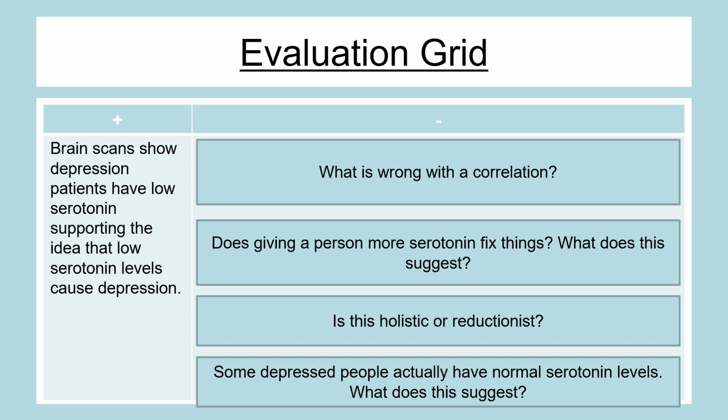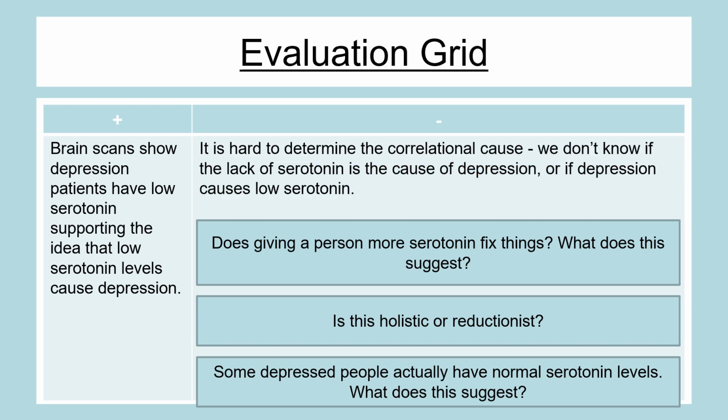However, most of these ideas are a correlation, and you should know that the key problem with correlations is that we can't really determine the correlation or cause. Does having a lack of serotonin cause you to have depression, or is it the depression that's creating a lack of serotonin problem, something that we can't really easily determine just from a correlation?